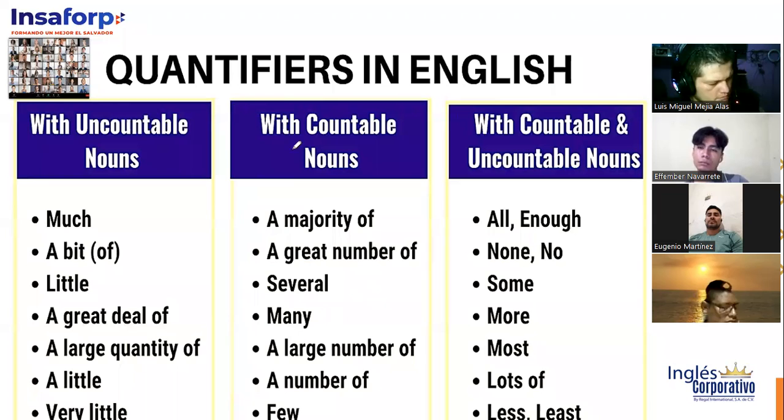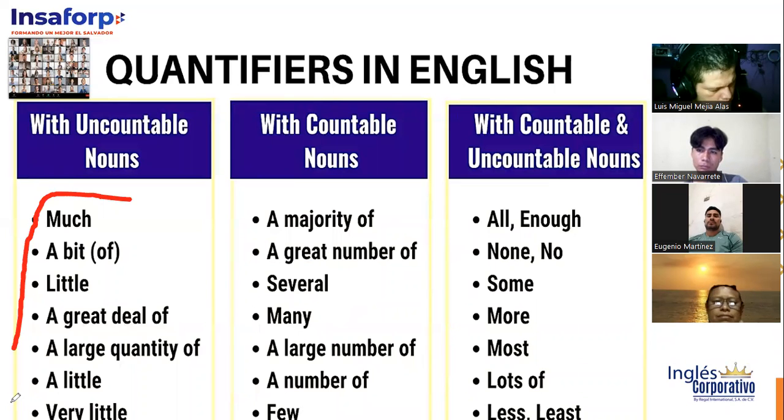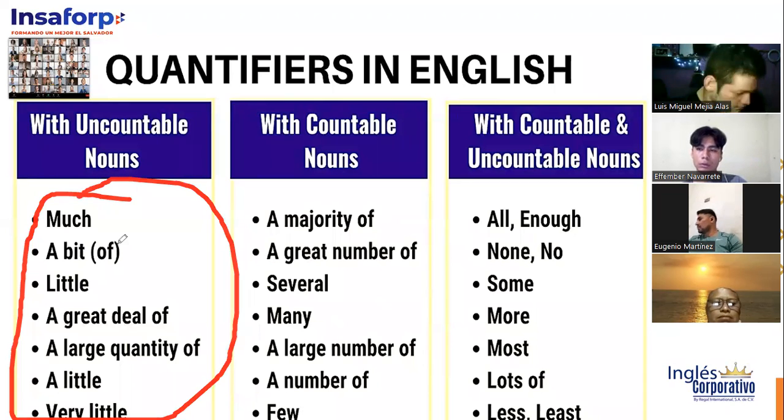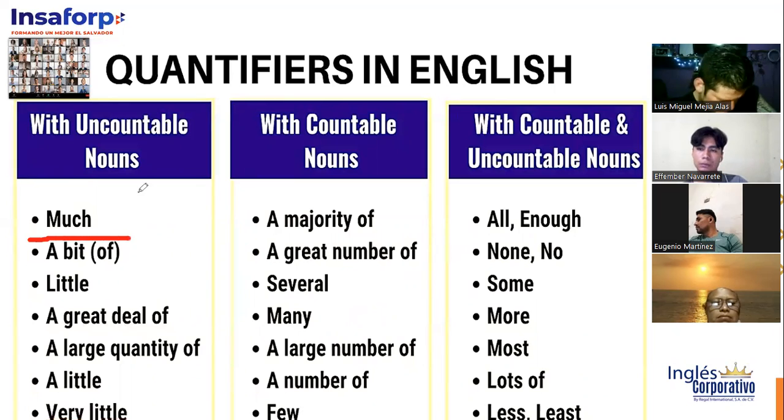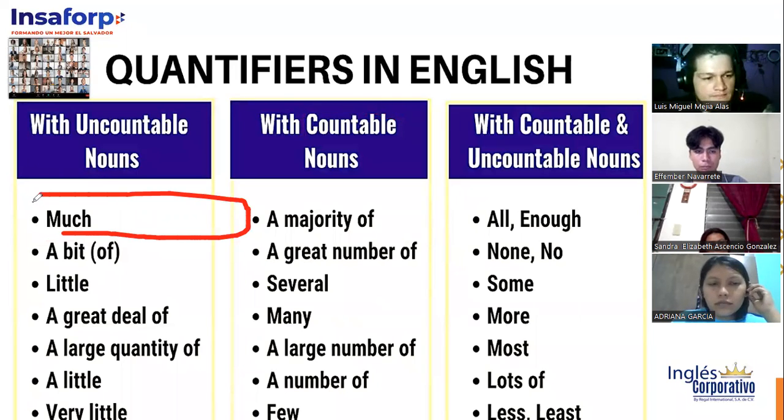Okay, so you have examples using countable nouns. And also, you have examples with uncountables. Is sugar countable or uncountable? Uncountable. Okay. So if I say much sugar in your coffee can cause you diabetes. Is it clear? Yes. Okay.